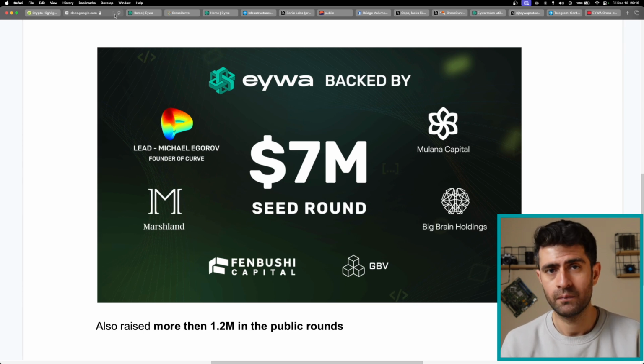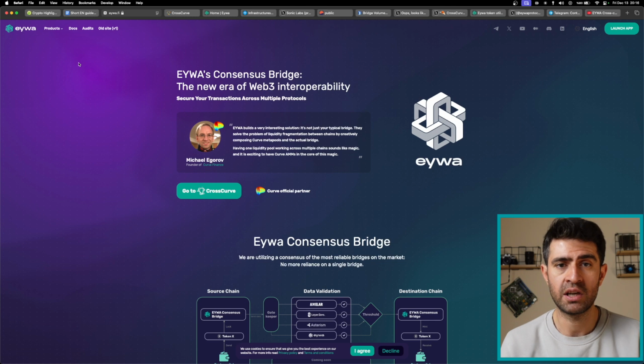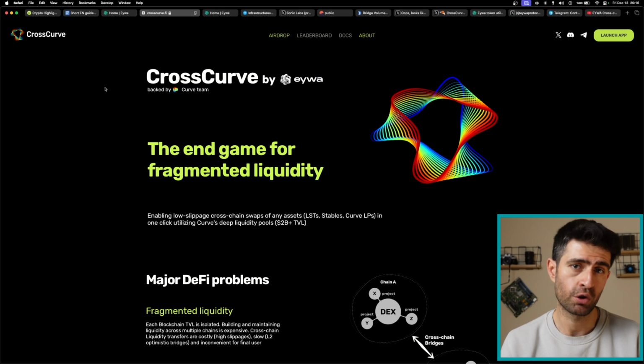So what is EYWA? At its core, EYWA is a unified cross-chain liquidity market designed to solve two of DeFi's most pressing challenges: liquidity fragmentation and insecure cross-chain communication. These issues have long hindered the seamless transfer of assets and information across multiple blockchains. EYWA's flagship product is CrossCurve.